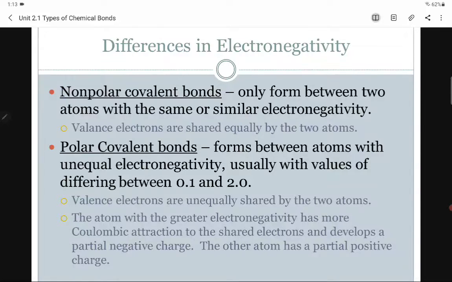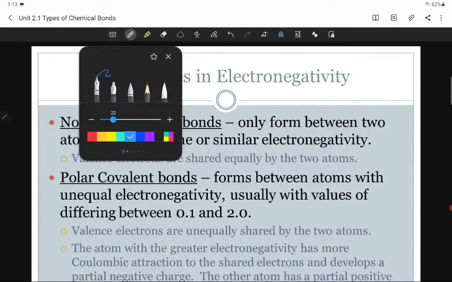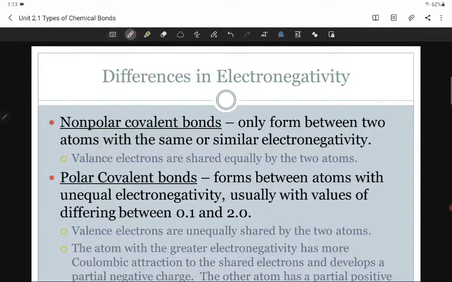And our old friend Coulombic attraction, let's go red pen here. Coulombic attraction is going to come into play again, not in the same method we used for the last unit, but we're still going to be able to use that.